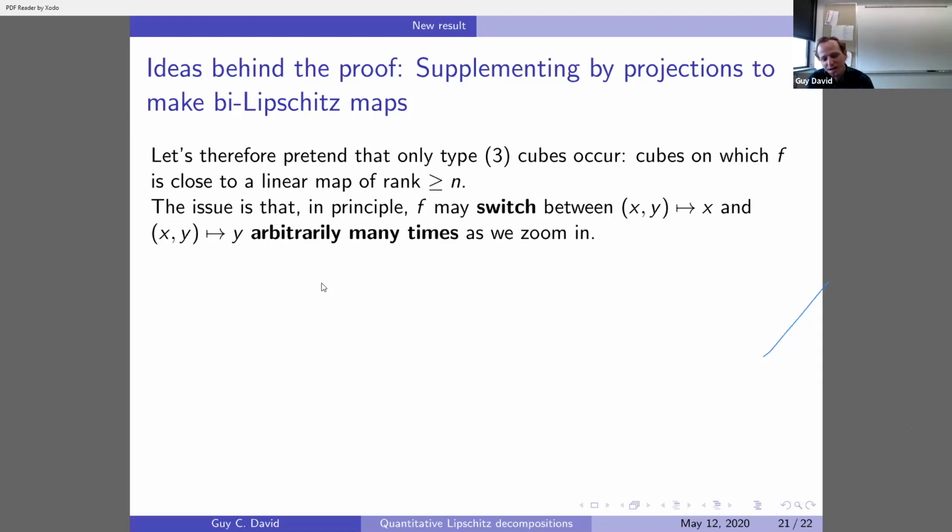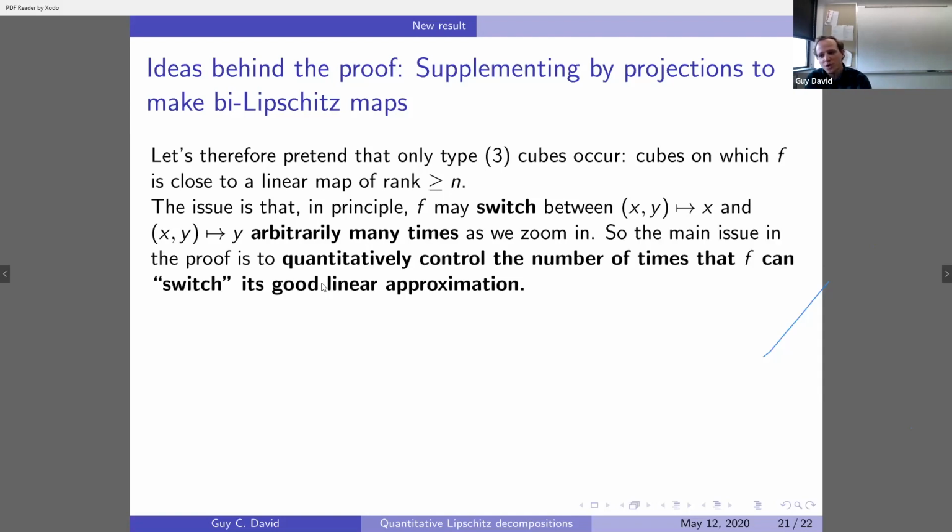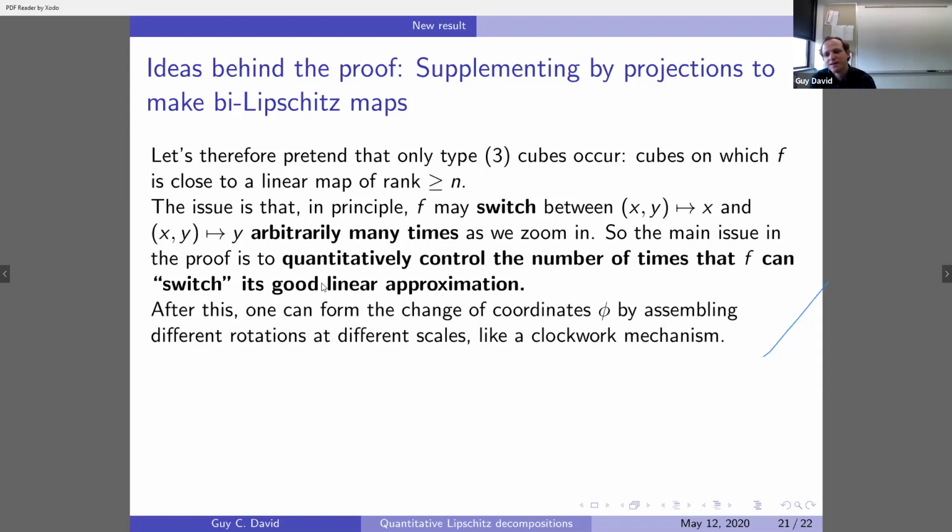Okay. And so the main work in the proof is to control how many times this switching can happen, right? How many times your mapping can switch from being very close to the downward projection to being very close to the sideways projection at a smaller scale, right? And this is what we do in the proof. And once you're able to do this, then you know that there's only 10 different levels on which your mapping could be switching, okay? And then you can assemble this change of coordinates by rotating at different scales.